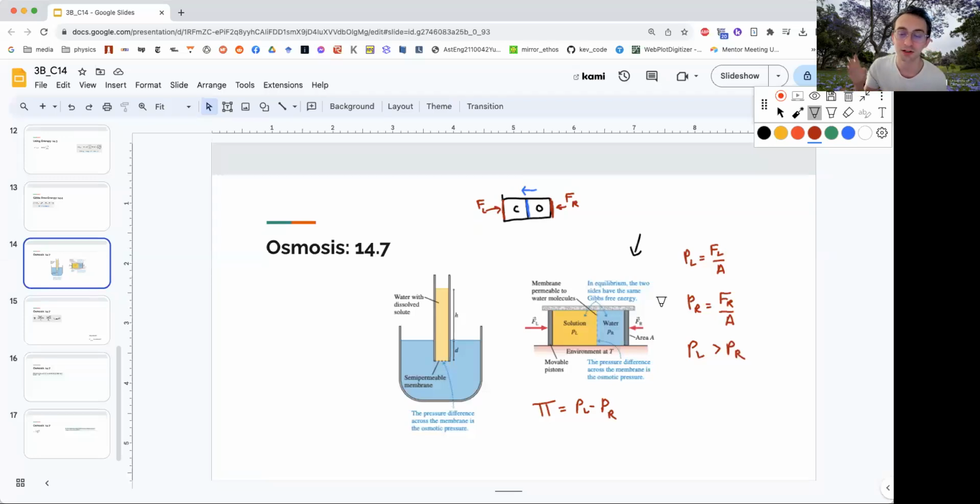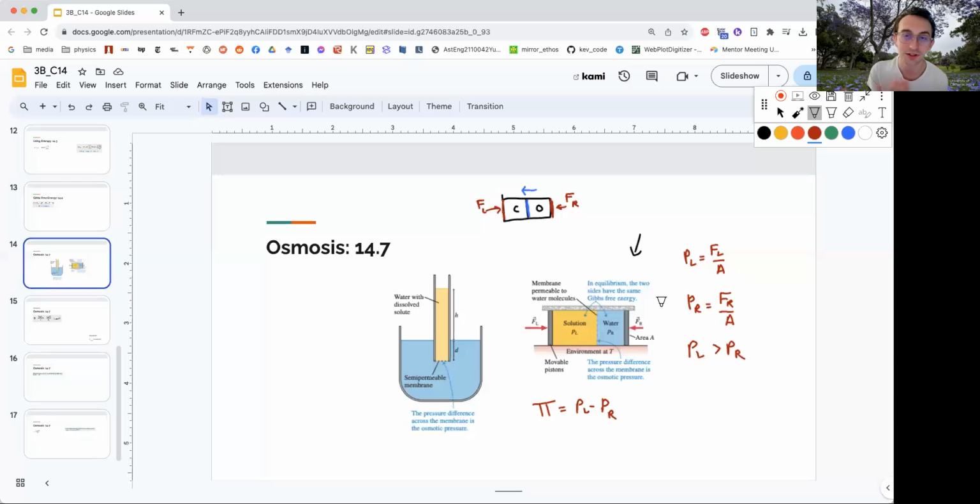So if the water is flowing into the solution, we call that osmosis. But if we push harder and the water from the solution flows to the pure side, we call that reverse osmosis, which is something that I think many people have heard about these days due to the prevalence of reverse osmosis water filtration. But as we'll see, that's a very energy intensive process because the forces involved due to this osmotic pressure are quite large. It's quite a big effect.